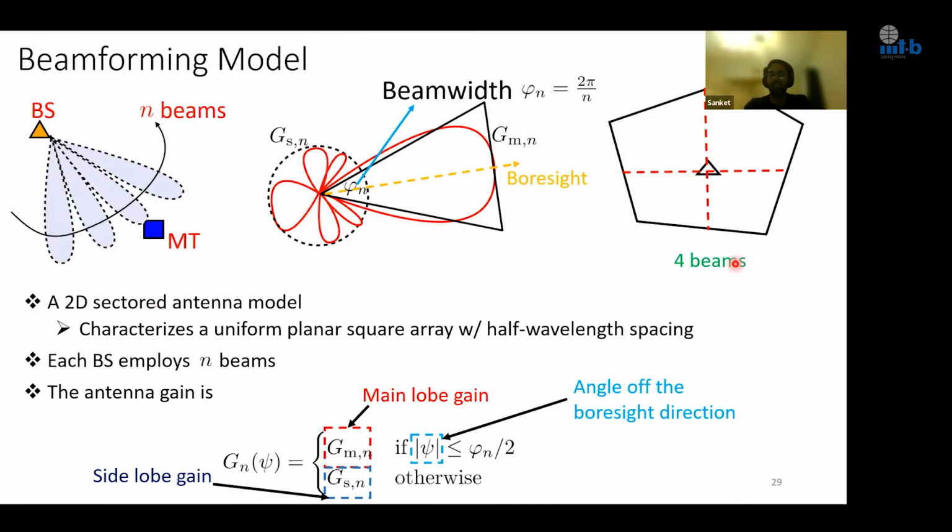This is an example. If we say that we have 4 beams, this is one cell of this base station. So there are 4 beams in a sectorized model. If the user lies in this area, it will be served by this beam, and so on. Okay.